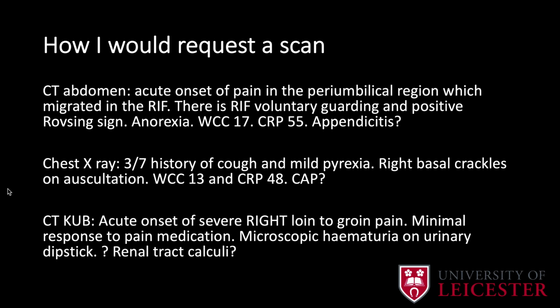For example, if you have a patient with query appendicitis, say acute onset of pain in the periumbilical region which migrated to the right iliac fossa, there is voluntary guarding in the right iliac fossa and positive Rovsing sign, there's anorexia, increased inflammatory markers, so you're looking for appendicitis. This is straightforward, it's going to be accepted 100%. With chest X-rays, for example, 3-day history of cough and mild pyrexia, right basal crackles on auscultation, increased inflammatory markers, so you're looking for chest infection, 100% is going to be accepted.